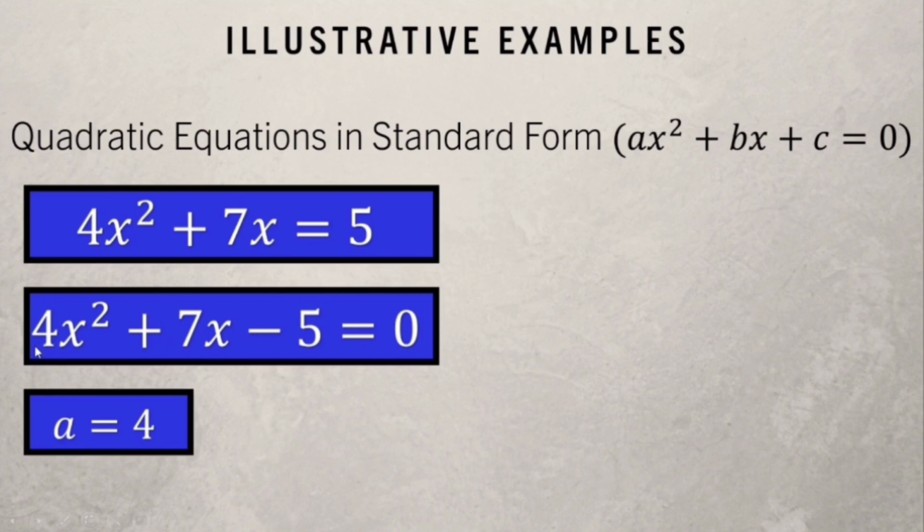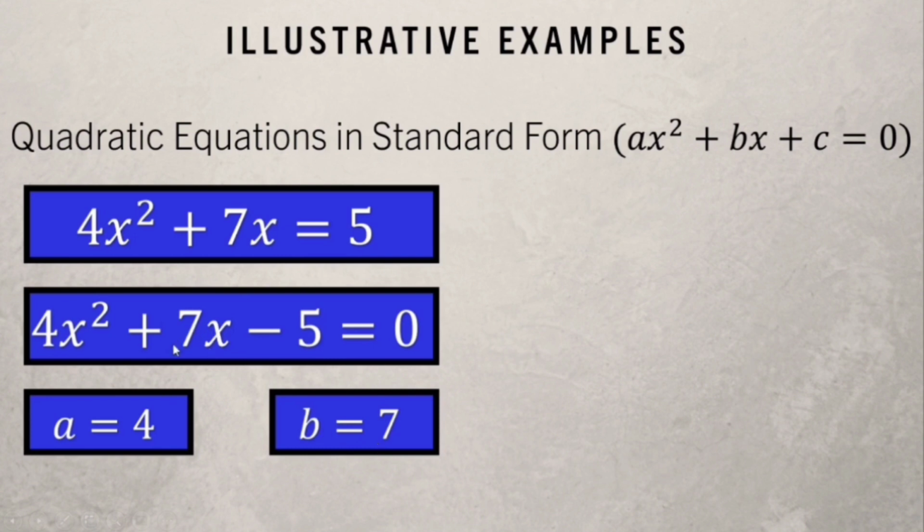How about for the value of b? The value of b is 7. As you can see, the constant number in the linear term is 7. And for the value of c, we have negative 5. Because as you can see, the constant term is negative 5.